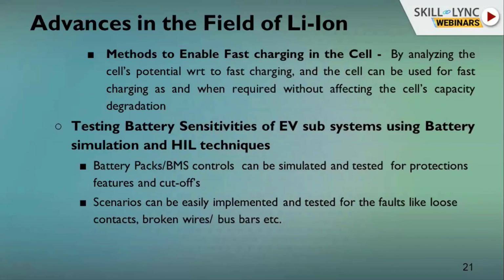The next one is to enable fast charging. Nowadays there is a lot of buzz about fast charging of the cell. How fast do you want to charge?